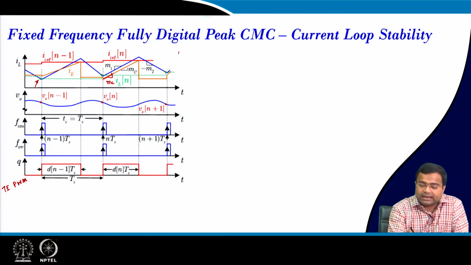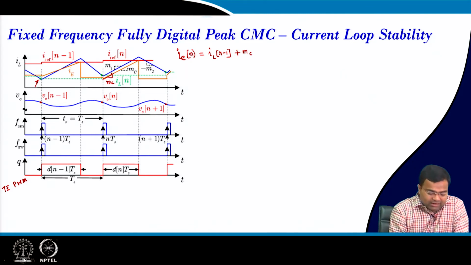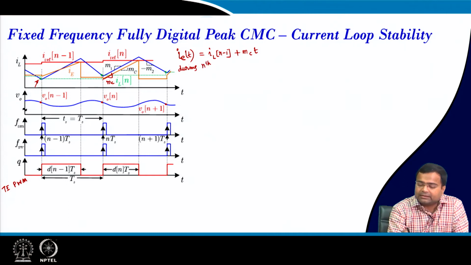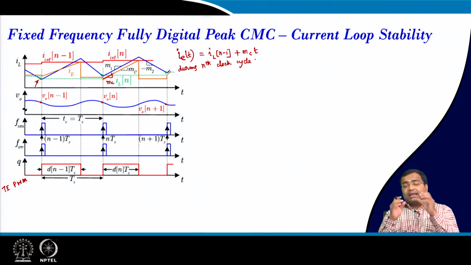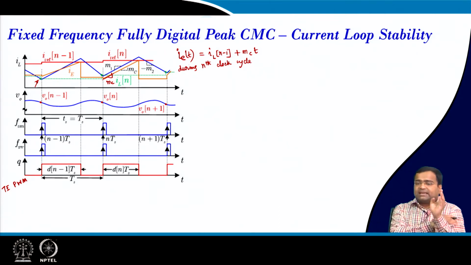That means we are getting the emulated current for nth cycle, that is equal to the inductor current of the n minus 1 cycle plus MC, because we want to emulate the current, right. So, I would say emulate current in the time domain. In the time domain will be MC into T, and this is during nth clock cycle. So, we are taking the initial value for the previous cycle, and the current cycle will use this ramp and update it.